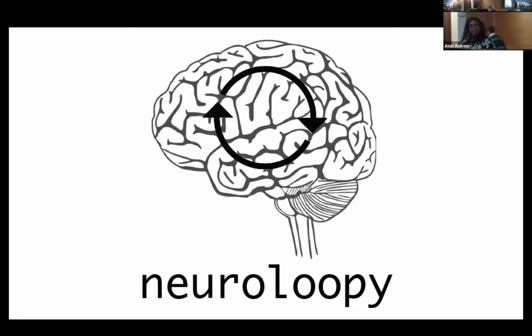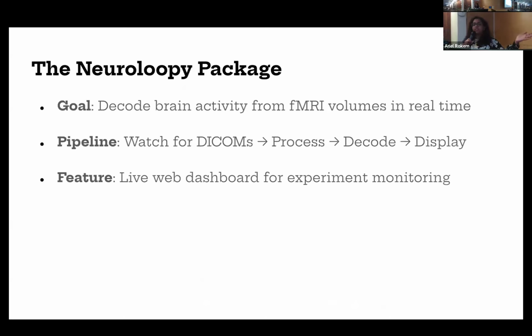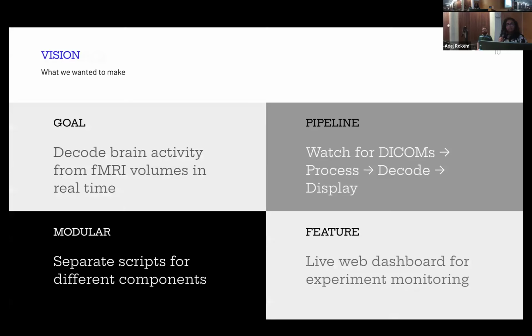The goal of the NeuroHackademy package is to decode brain activity from our fMRI volumes in real time. Our general pipeline is to watch for DICOMs coming in from the scanner, process those with some minimal preprocessing, do some decoding analysis, and then display the result of that decoding analysis back to our experimental computer. One feature we want to implement is a live web dashboard for experimental monitoring, to be able to see which DICOM is being processed, what the motion correction parameters are, and so on.